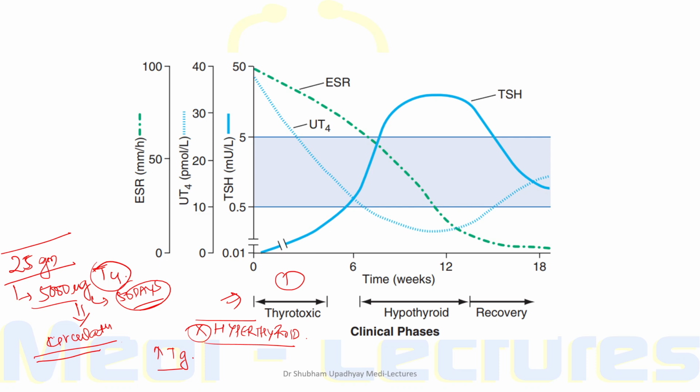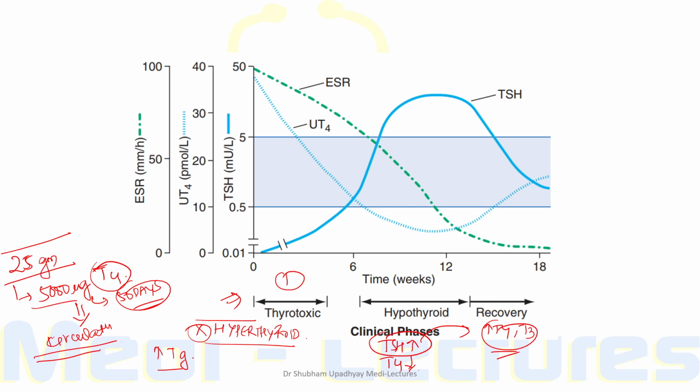Then there will be depletion of stored thyroid hormone. Then there will be stage of hypothyroidism. The TFT will show an increase in TSH and decrease in T4. This stage will again last for about 6 weeks, and after that there will be TSH mediated recovery. The TSH will stimulate the thyroid gland to produce more of T4 and T3, and there will be euthyroidism. So these are the 3 stages of subacute viral thyroiditis.